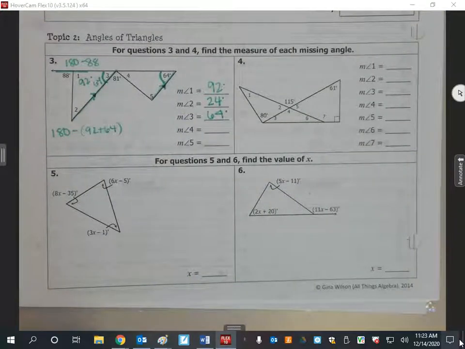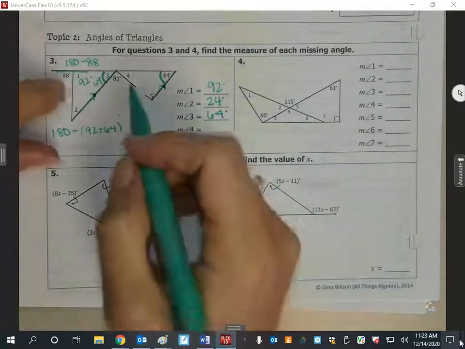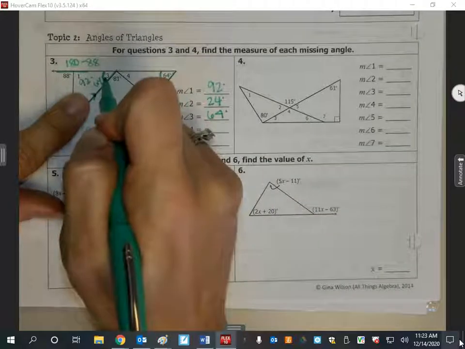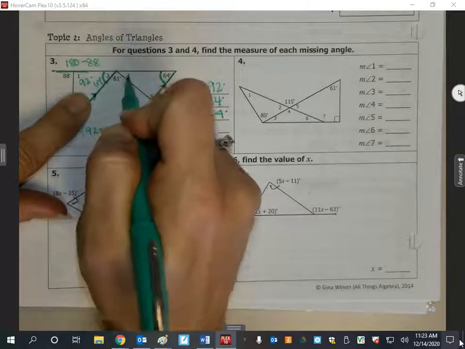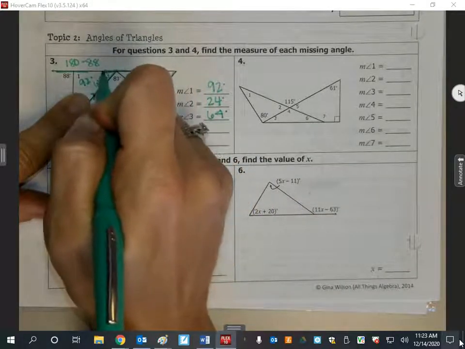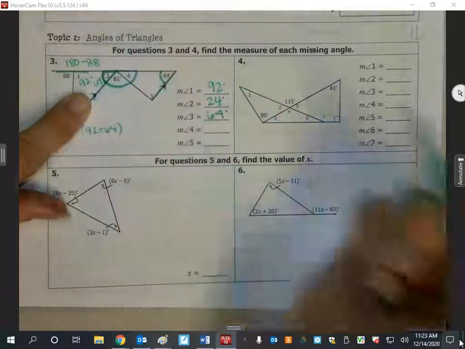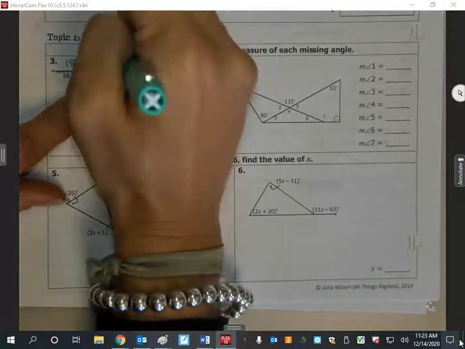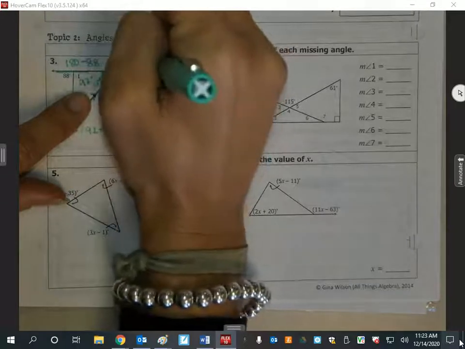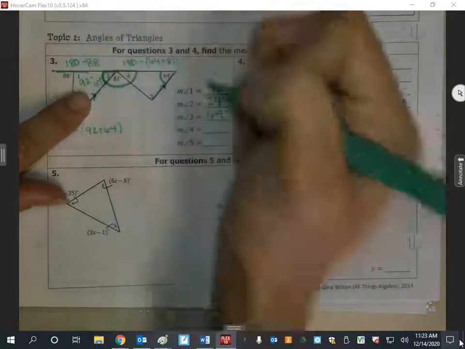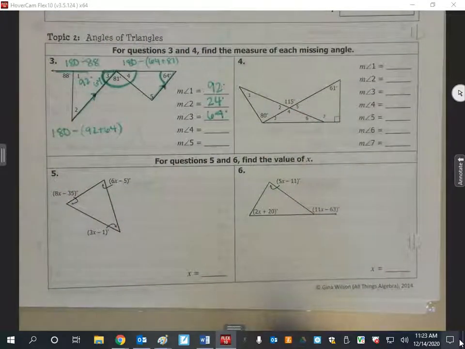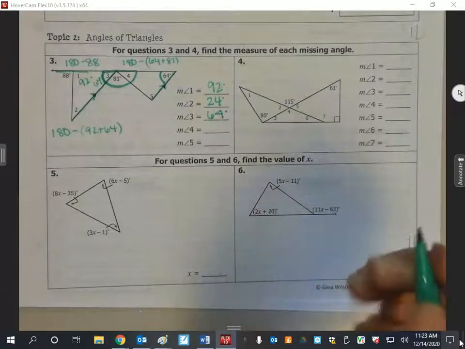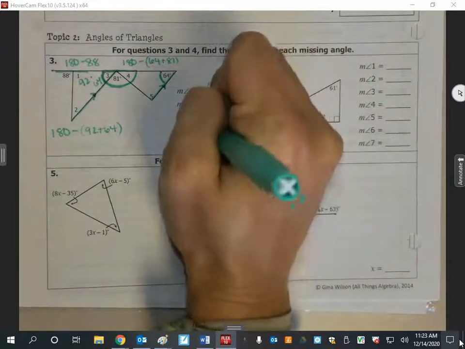All right, now for angle 4, we know that angle 3 and the 81 and the 4 all make a straight line. So all 3 of these angles added together should equal 180. So we do 180 minus 64 plus 81. And 64 plus 81 is 145. So that makes angle 4 35 degrees.